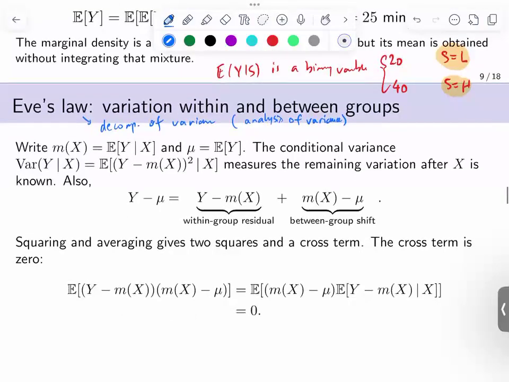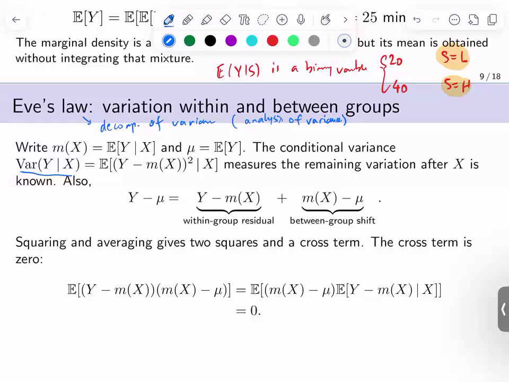So again, we have m of x, which is the expectation of y given x. Let mu be the expectation of y. I have a conditional variance of y given x, which is just the variance of the conditional distribution. So you have the conditional density, and it has a variance.